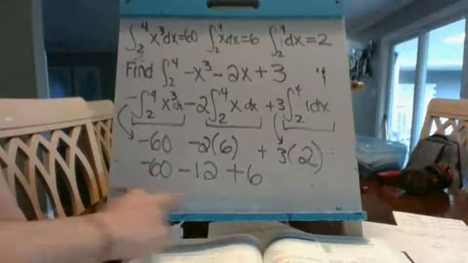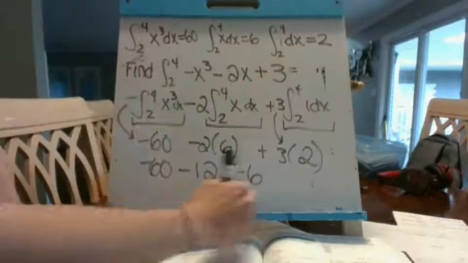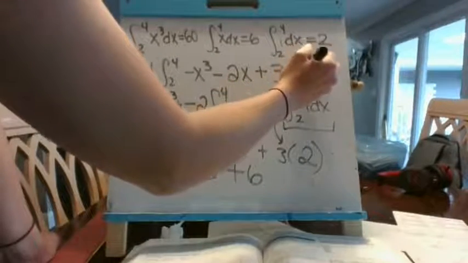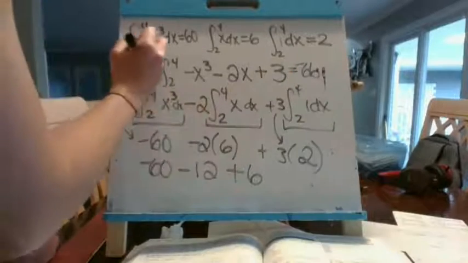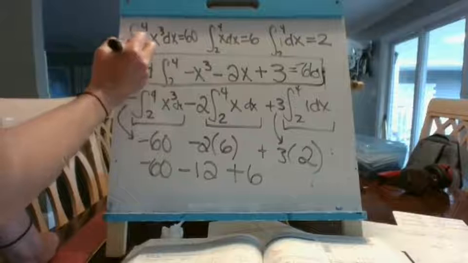So my definite integral, my answer up here to the entire thing, because I have to add all these up, is negative 66. That is my answer using the definite integrals they gave me.